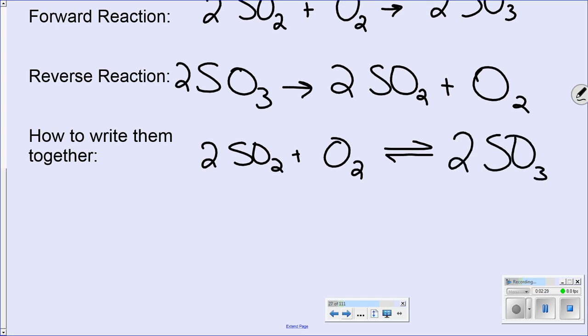If you're typing this on a computer, there's actually an arrow that looks like this. That's also acceptable as well. So whatever's easiest for you, and you can actually draw it that way if you like. But that double arrow is typically what chemists use.